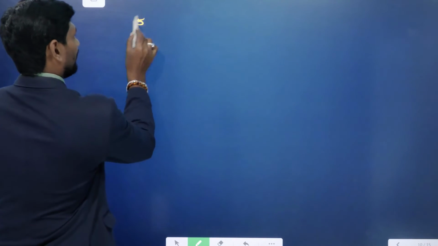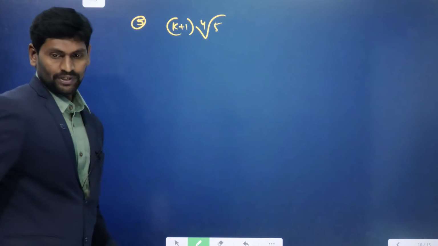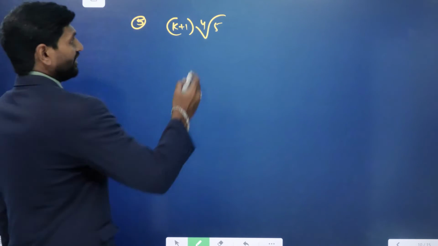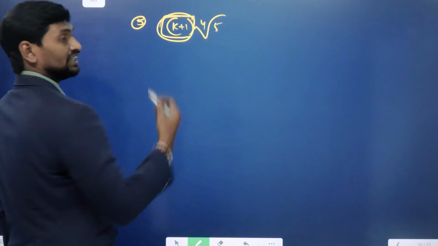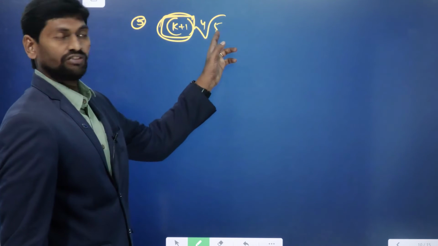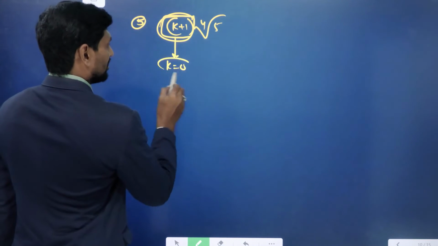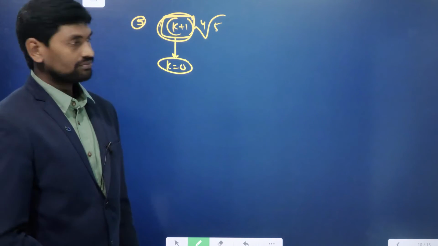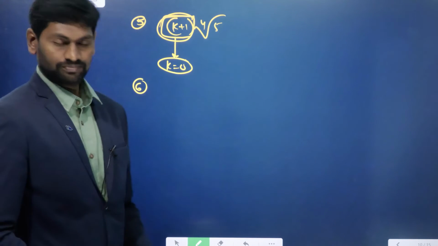Let us go to question number 5. If k plus 1 into 4th root 5 is an entire surd, then find the k value. To become an entire surd, the quotient before the surd form must be 1. That means k value becomes 0. If k is equal to 0, then 0 plus 1 becomes 1. 1 into 4th root 5 is an entire surd or pure surd. So k value is 0.